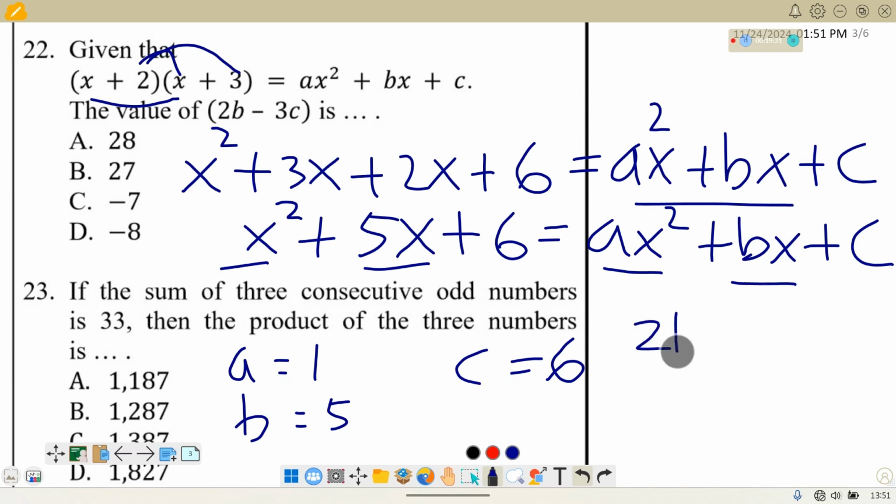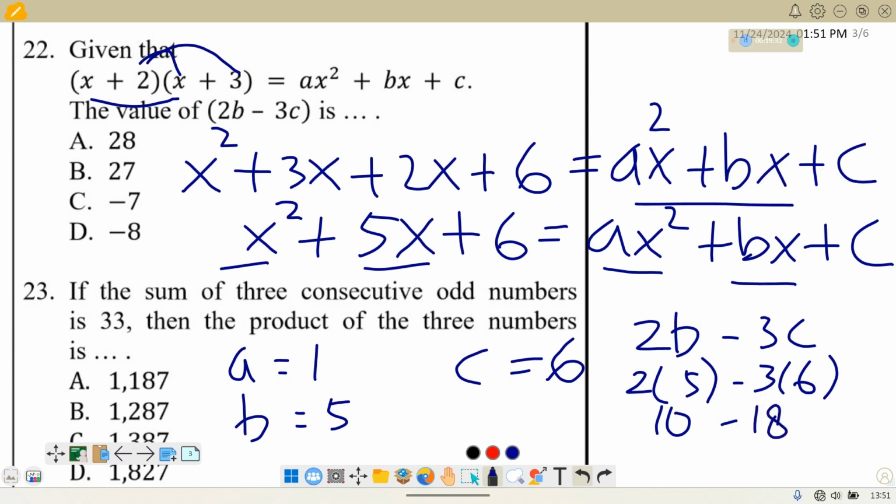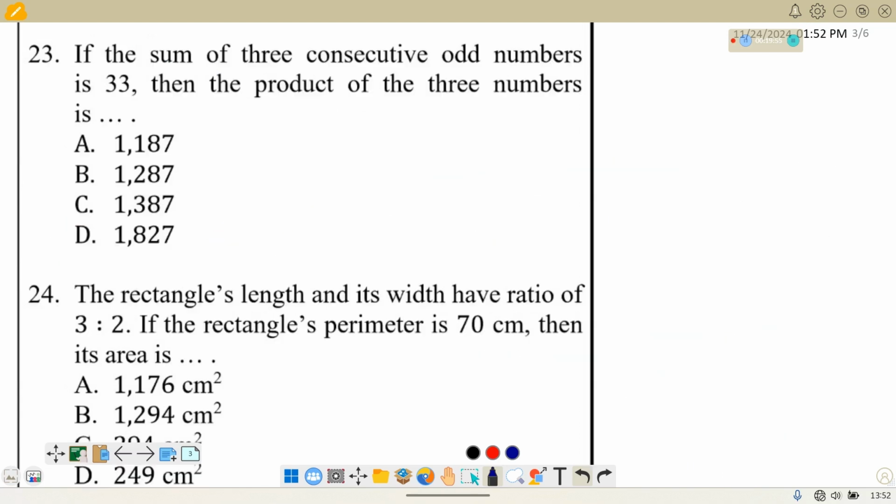But the question is the value of 2b minus 3c. So 2 times 5 minus 3 times 6, 10 minus 18 equals negative 8. So the answer is D. Now number 23. If the sum of 3 consecutive odd numbers, the difference is 2.